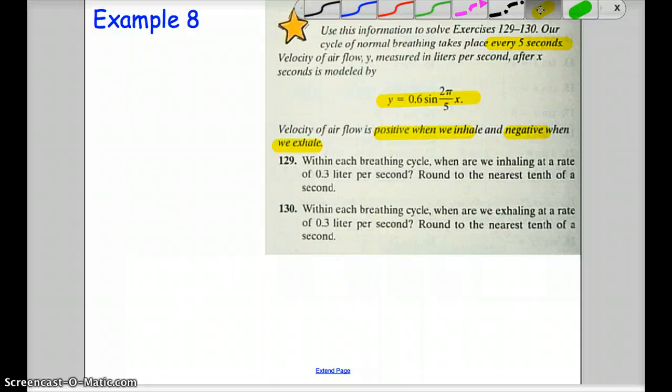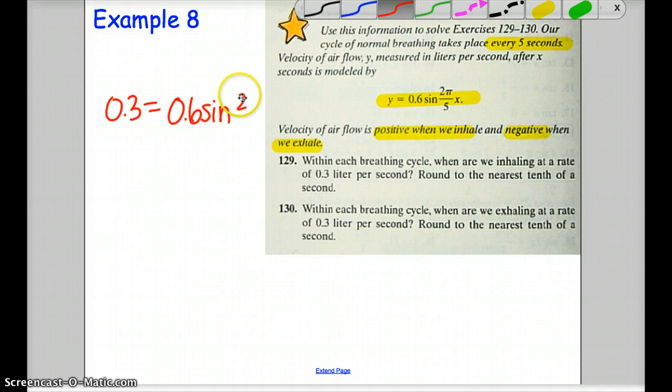So we're trying to inhale, so we're doing positive. And we want the rate to be 0.3, so that's going to be my y. So I'm going to plug in 0.3 in for y, and I'm going to solve for x. I'm going to solve for the second in time where that happens. So this is just like you did with your project, just like we've been doing in class.